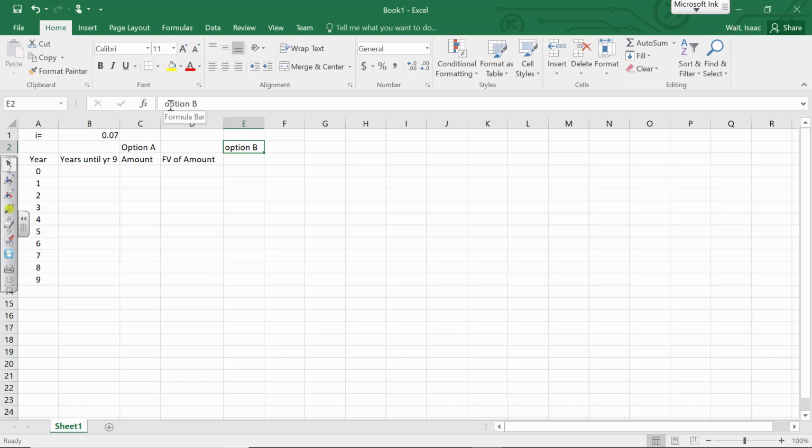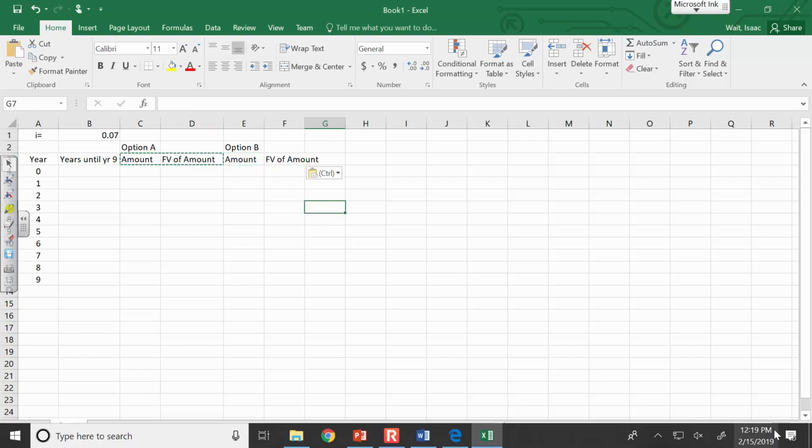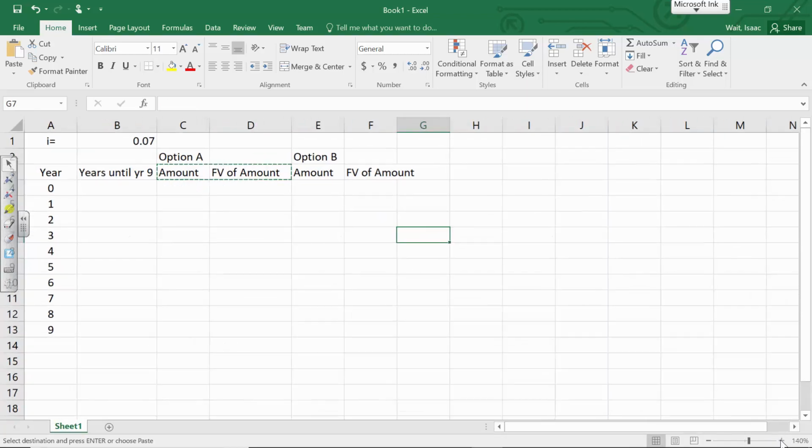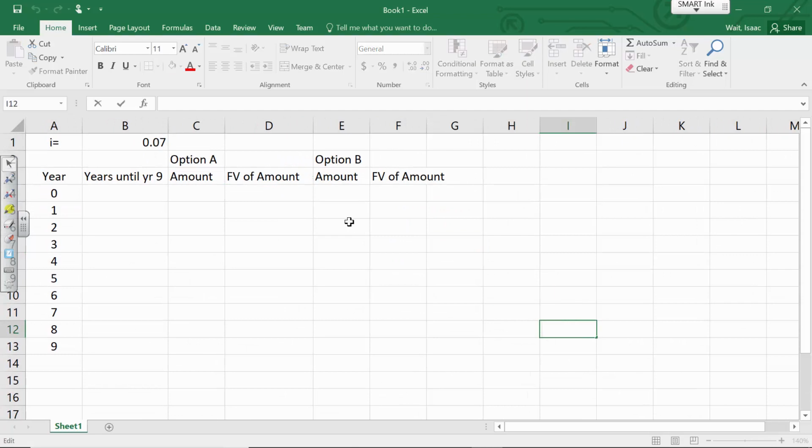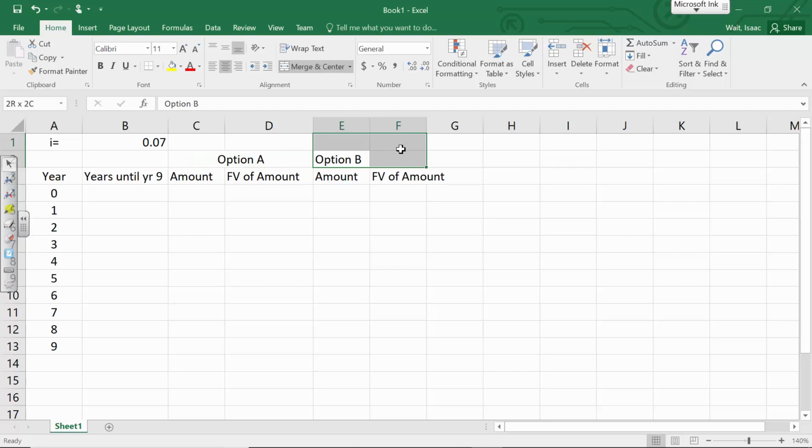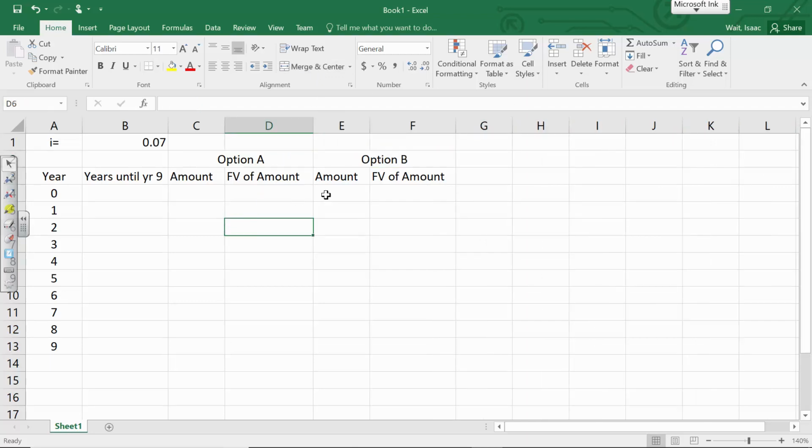So this is just a suggestion on how you might structure your solution. Okay, these are some possible column headings. You don't have to do it this way. There's nothing perfect about this, but it is one approach. All right, so what you do have to do is apply the FV function correctly.